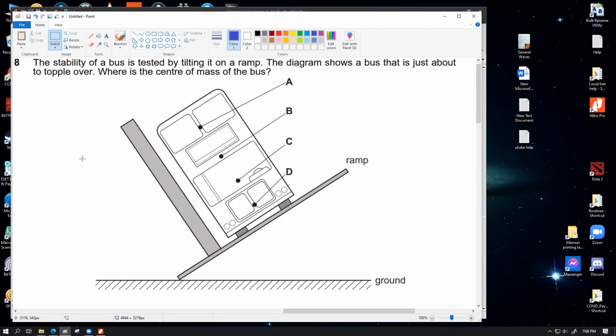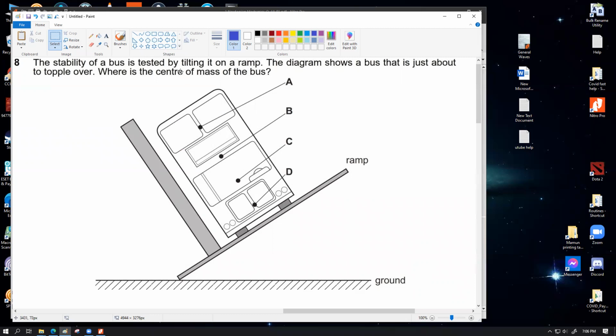The diagram shows a bus that is just about to topple over, which means it is in a situation of critical equilibrium. Where is the center of mass of the bus? Which one do you think is the center of mass? So I guess it's D. Okay, E. C. Okay. We have D, B, C, D, E. Anyone going for A? Maybe not. Okay, I'll help you to solve it.